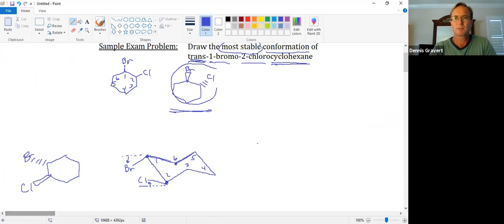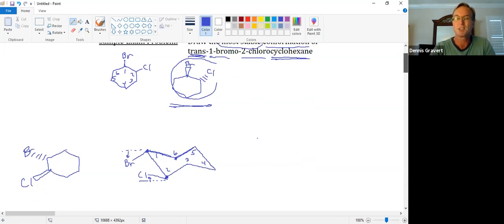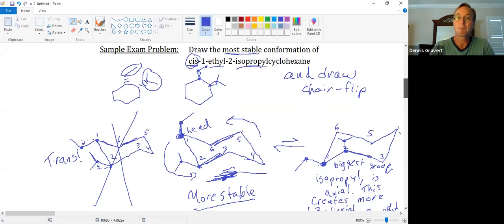Cool, okay. So we talked about how to draw. This was a nice review. From the name, we got my skeletal drawing, and then we went to the chair. And then by knowing that equatorial bonds are better places to put the bulky groups, we could draw the most stable conformation. Whether it was trans for 1,2 groups, very easy. But sometimes you're forced to draw the cis or the trans, which depending on where the groups are sitting on the ring, you might have to have one group axial, one group equatorial. And you want to put the biggest group equatorial to make it more stable.